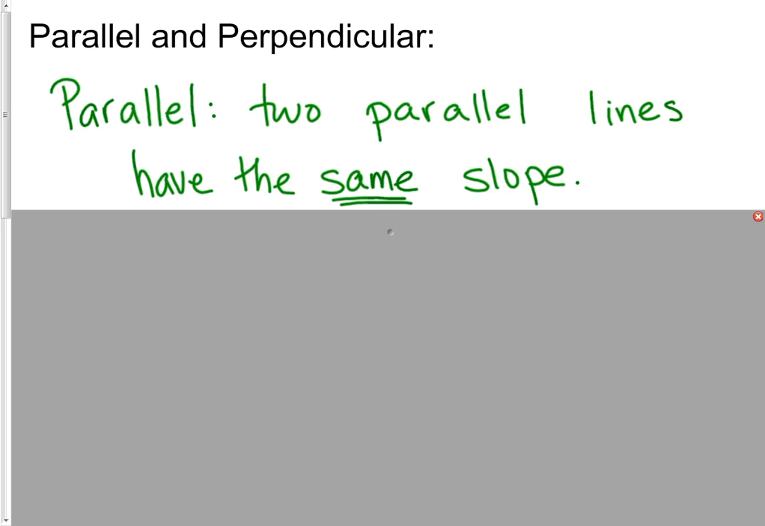So let's start with target number one. How do we identify whether two lines are parallel, perpendicular, or neither? And the key here is going to deal with the slope of those lines. So whenever you're asked to find if two lines are parallel, perpendicular, or neither, you must look at the slopes. So our rule for parallel is that two parallel lines have to have the same slope, identical.